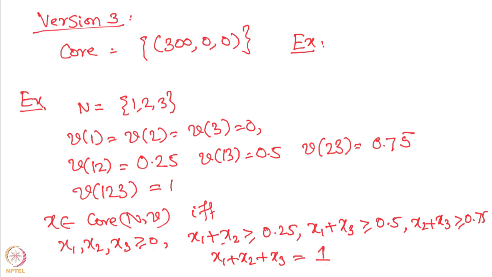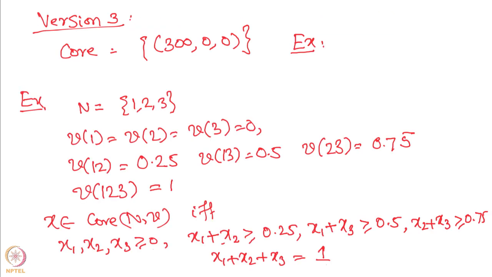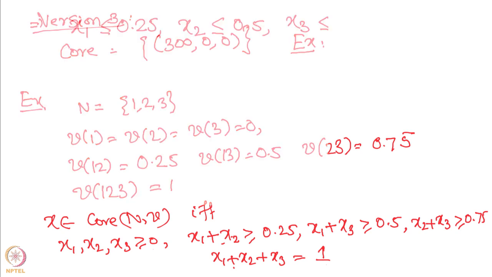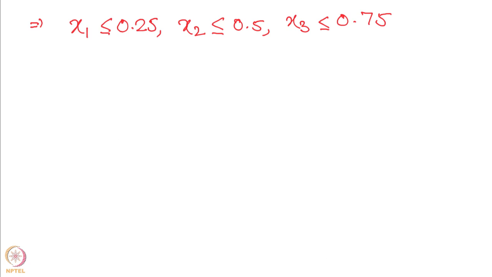So, if we calculate x1 plus x2 greater than or equal to 0.25, x1 plus x3 and all these things, we can actually say that x1 has to be less than or equal to 0.25, x2 has to be less than or equal to 0.5, x3 less than or equal to 0.75. So, that comes from x1 plus x2 plus x3 being 1, therefore x1 plus x2 is nothing but 1 minus x3. So, 0.25 on this side and minus x3 on the other side, therefore x3 has to be less than or equal to 0.75. Similarly, for these inequalities. And then we know x1 is less than or equal to this, x2 less than this, and now we can completely picturize the core.